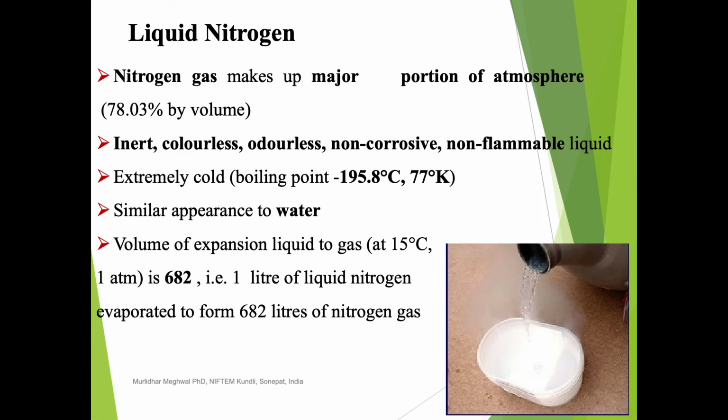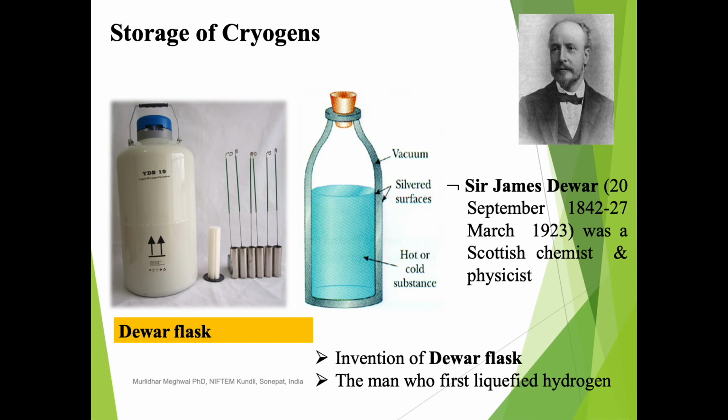is very high. One liter of liquid nitrogen evaporates to form 682 liters of nitrogen gas. That is why it is quite challenging to store it, because it keeps on evaporating. We cannot make a 100% sealed container and put it in that.